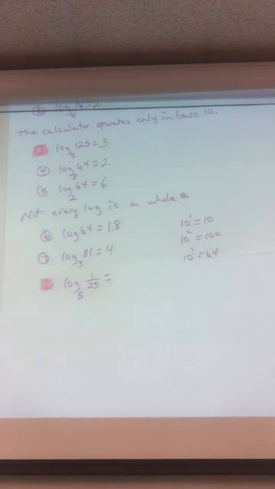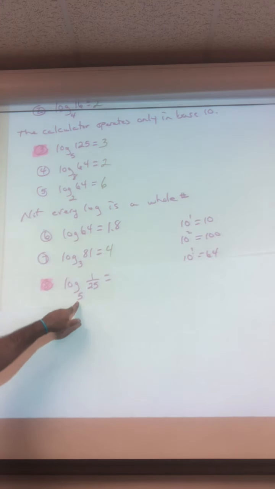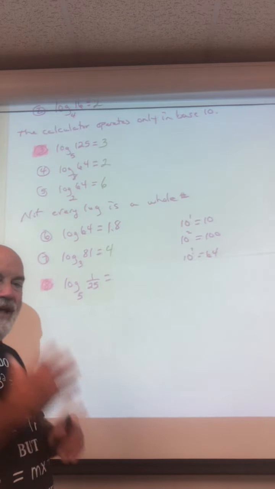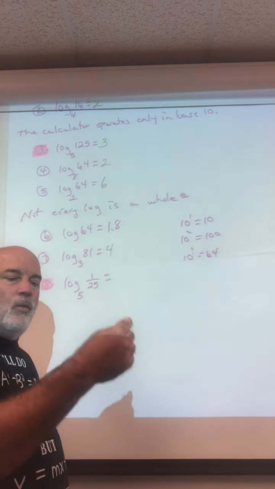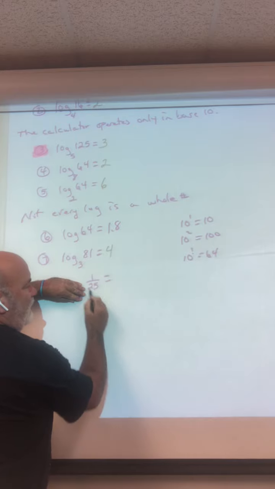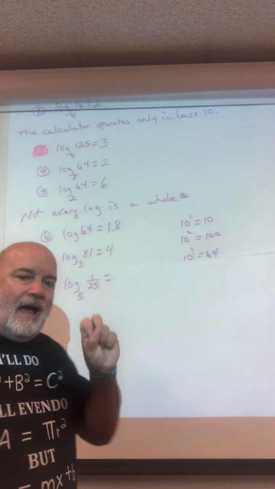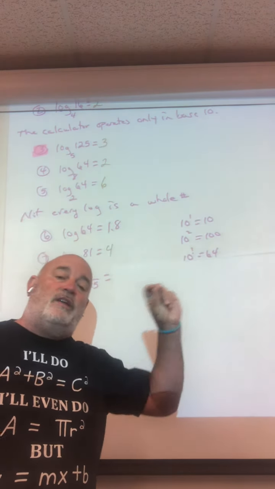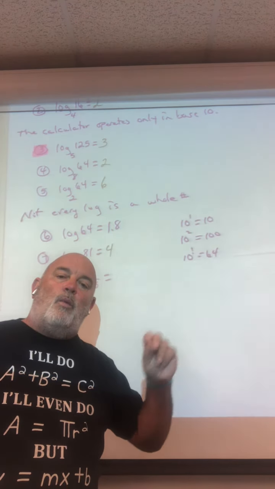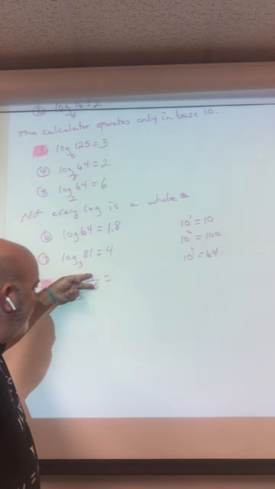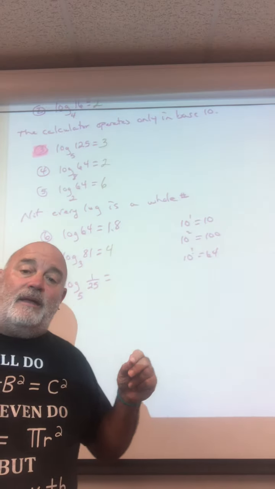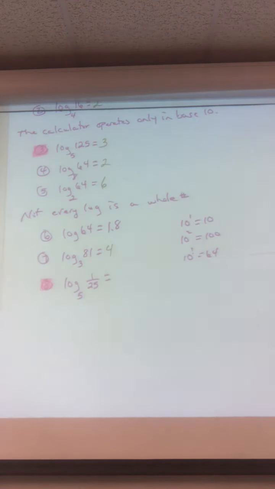Now let's look at this one. The log of 1/25, base 5. So this means, if you take 5 raised to what power would give you this? Well, 5 to the 2 power is 25. But what would you have to do to that exponent to flip it? You'd have to make it negative. So in this case, the answer is not 2. It's negative 2 because you need that flipped. Okay?